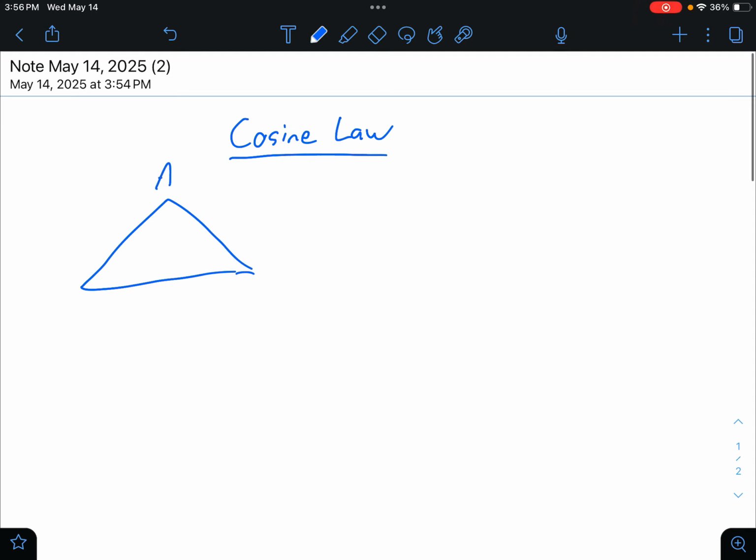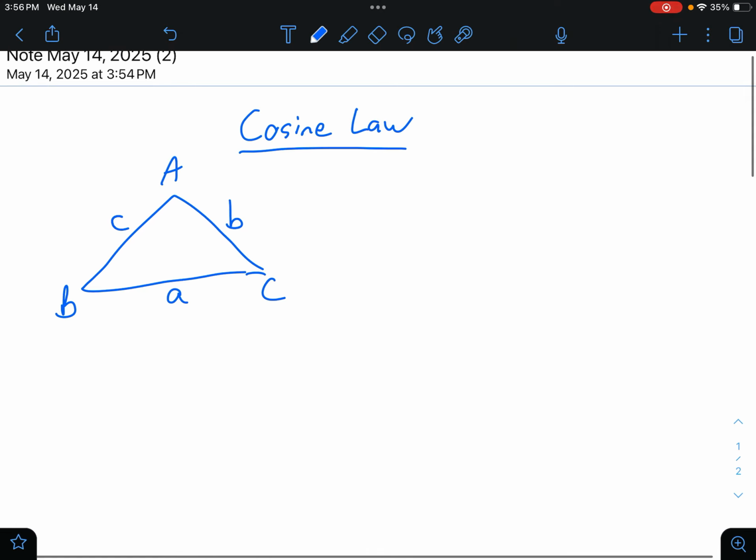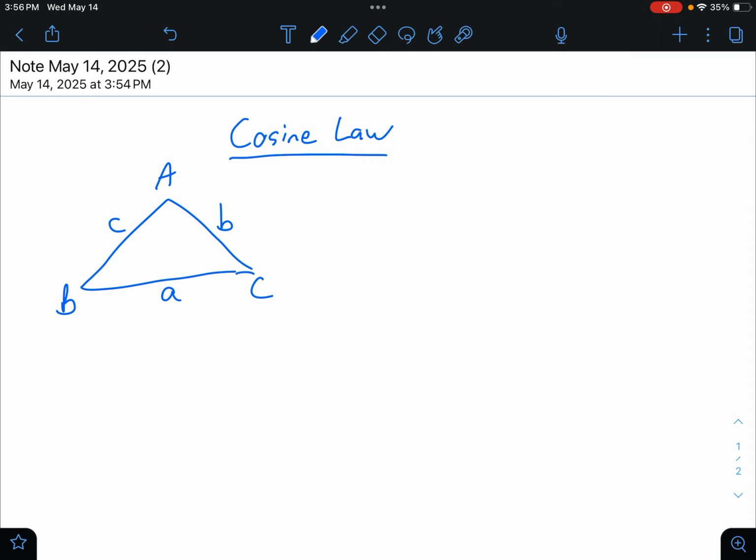So let's say we have a triangle ABC. You have to know how to label this triangle. If the top angle is called angle A, the side across from it is called little a. The angle on the left is called angle B, and the one across from it is little b. The angle on the right is called angle C, and the one across from it is little c. You do have to know exactly how to label a triangle in order for this formula to work.